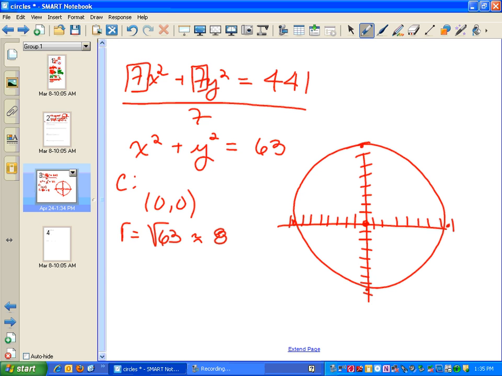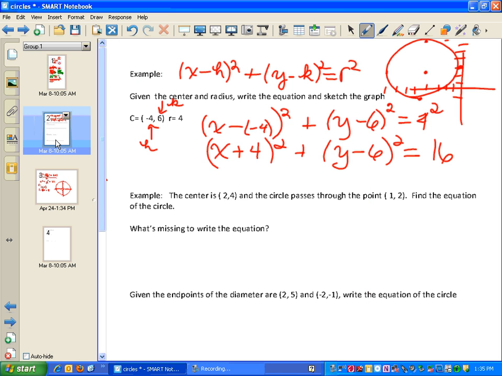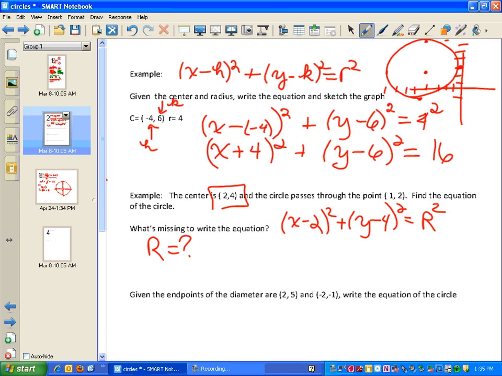What's the next one? Okay. All right, the center is at 2, 4, and the circle passes through the point 1, 2. Find the equation. What's missing to write the equation? Okay, I don't have r. I know what the center is, so what I have is x minus 2 squared plus y minus 4 squared equals r squared. That's what I have so far.